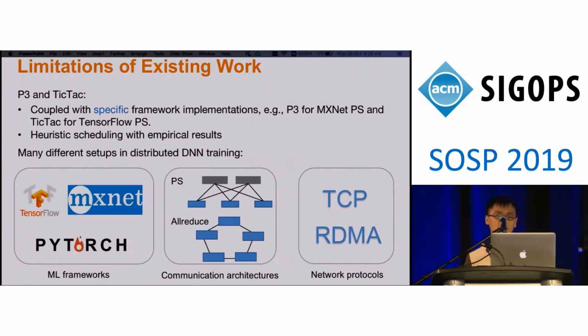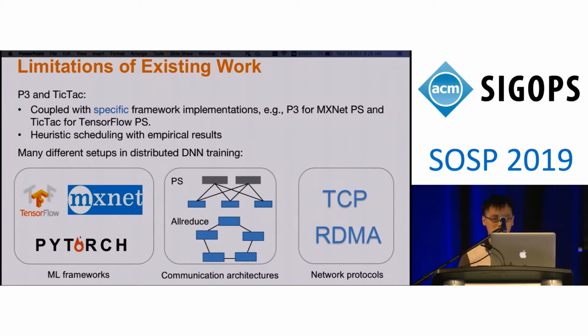However, in the real world, we have so many different training setups, including different machine learning frameworks like MXNet, TensorFlow, and PyTorch. For each machine learning framework, we can use either parameter server or all-reduce for gradient synchronization. And the network transport can be TCP or RDMA. So we believe that communication scheduling is valuable to general DNN training, not just one specific setup. And this could benefit the whole community and industry to utilize the expensive GPU cycles more efficiently.